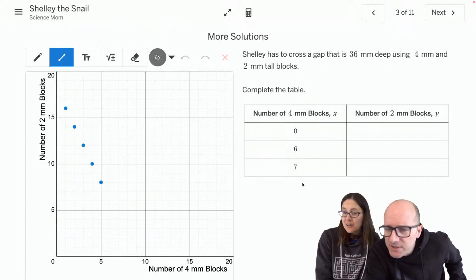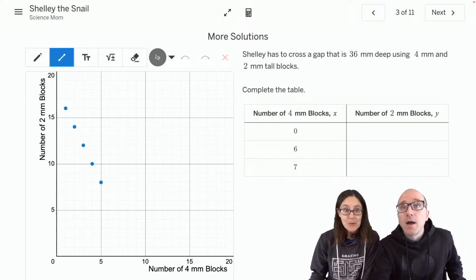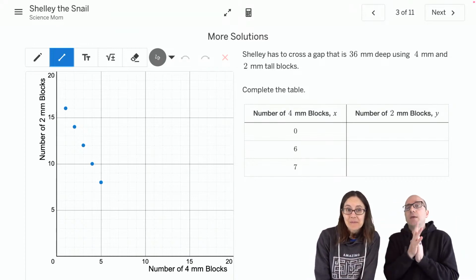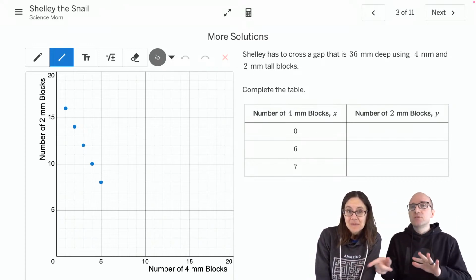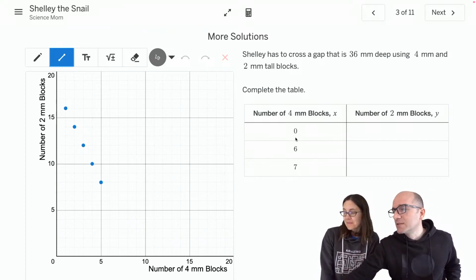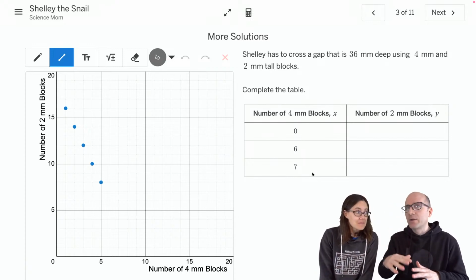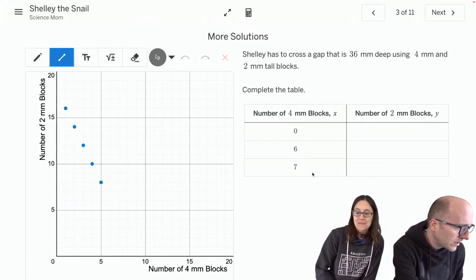All right, so it looks like about half of the students have done it, but half need a little bit more time. So okay, I want to throw another minute on the clock, and let's see if you can figure out these ones. But yeah, the pattern isn't going to continue quite the same way because of the X, the number of 4 millimeter blocks, 0, 6, and 7, that one's not following the same pattern. So with that being said, good luck. I'll give you another minute.